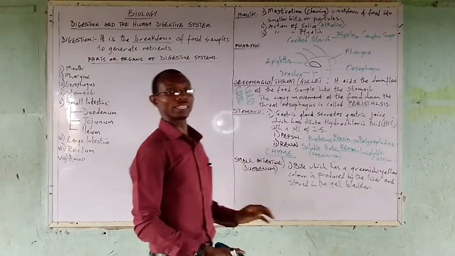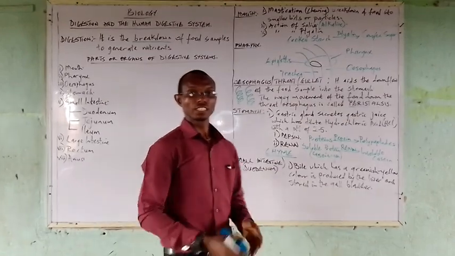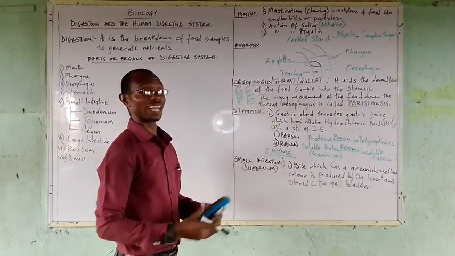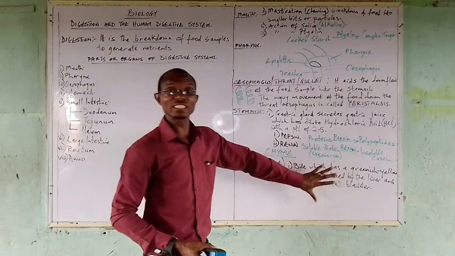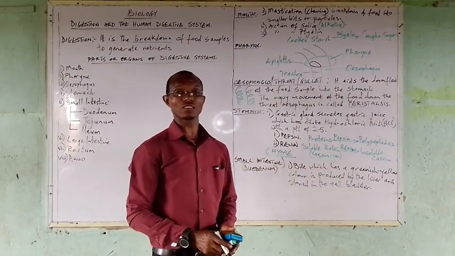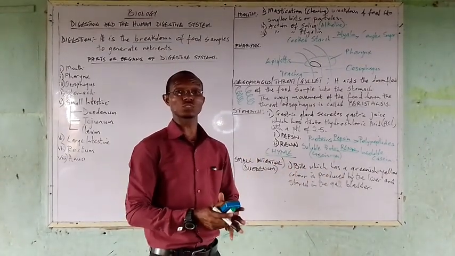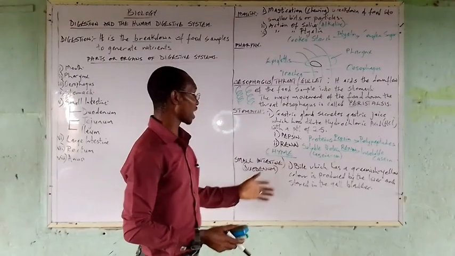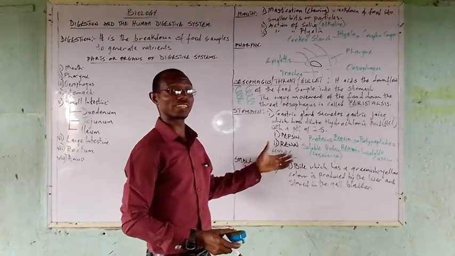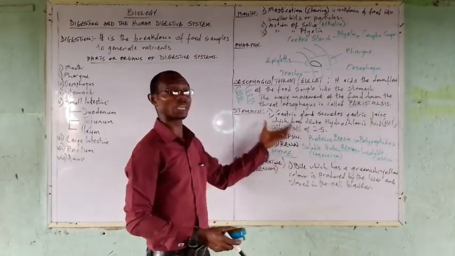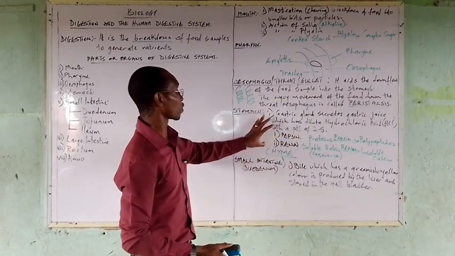So the functions of the bile now, there are majorly three in number. The first function is the fact that bile is very, very high in water concentration. Bile has a large water concentration, and so it helps to neutralize the amount of water that we have in the chyme that is coming from the stomach.